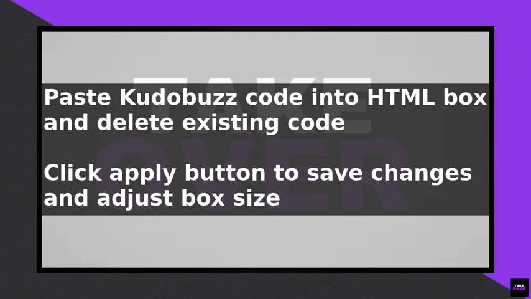To make the Kudobuzz review section visible on your website, you need to publish your changes. Click on the Publish button at the top right corner of the editor. Your Kudobuzz review section should now be live on your website, and customers can start leaving reviews.